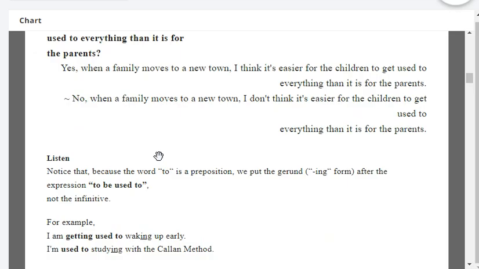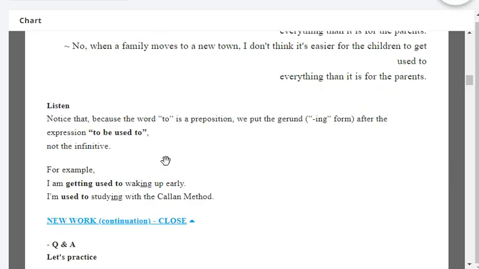Okay, next, listen. Notice that because the word to is a preposition, we put the gerund, the ing form, after the expression to be used to, not the infinitive. For example, I am getting used to waking up early. I'm used to studying with the Callan method.